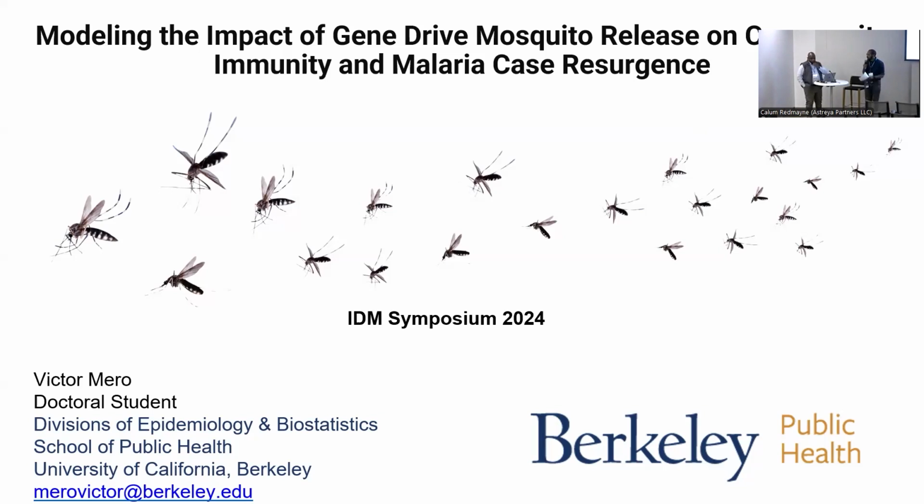So we're going to start with Victor Meru. Victor is a PhD student in John Marshall's lab at the University of California, Berkeley. He specializes in infectious disease modeling. Prior to starting his PhD, he was a data scientist at Ifakara Health Institute supporting the National Malaria Control Program. And he's going to be sharing really cool modeling work about gene drives. Take it away.